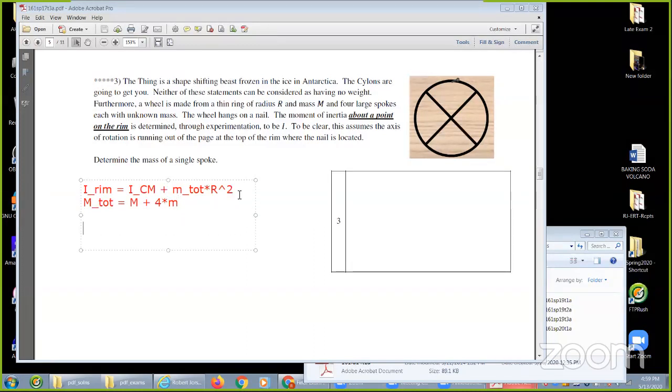And so furthermore, we know I center mass should equal 4 times the moment of inertia of a spoke plus, whoops, I center mass of the ring. Let me spread that out a little bit. And so just keep going with that.